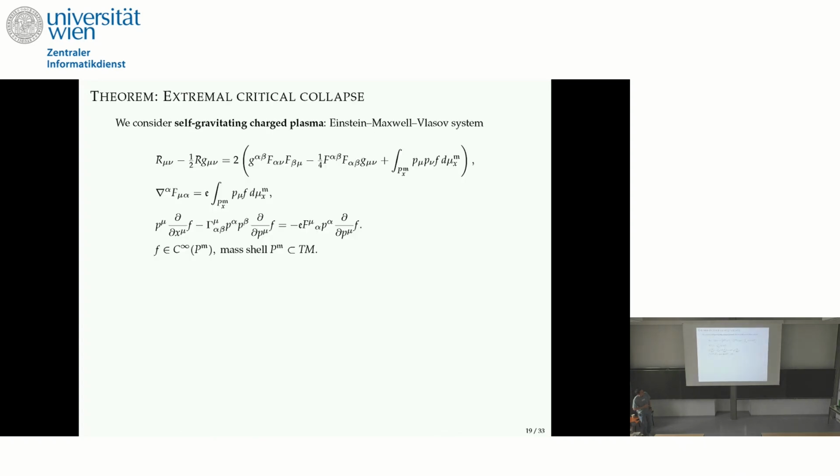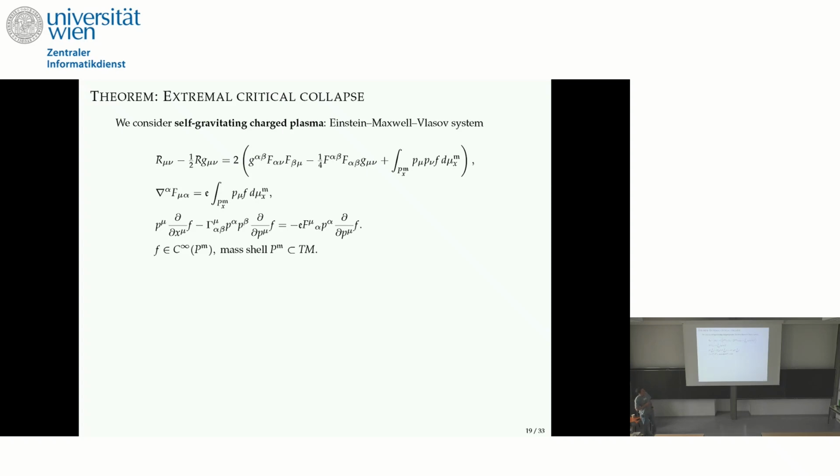So let me now introduce another theorem. For this theorem, we're going to consider a self-gravitating charged plasma. This is a solution to the Einstein-Maxwell-Vlasov system, which is, in my opinion, also a very pretty set of equations. You have the Einstein equation coupled to the Maxwell equation here, and then also to the Vlasov matter.